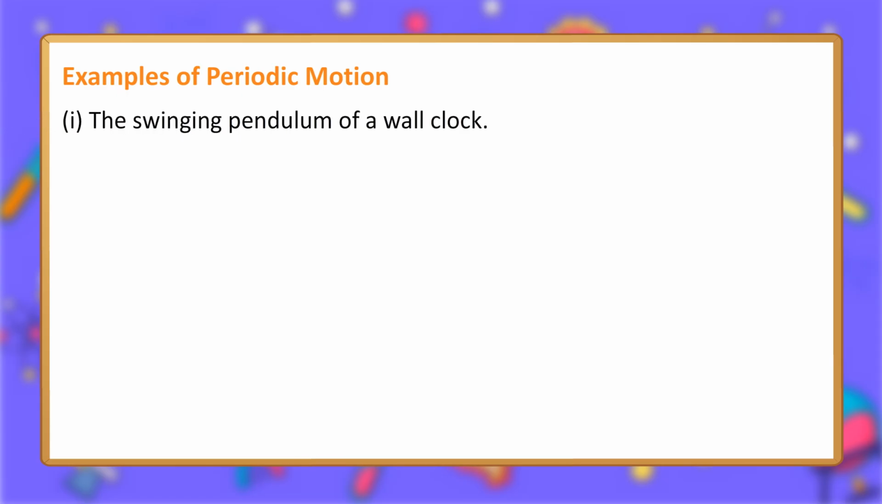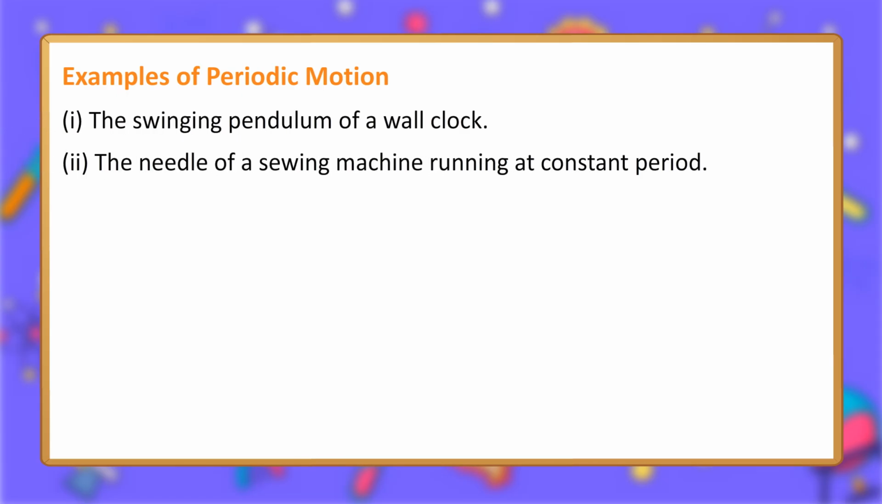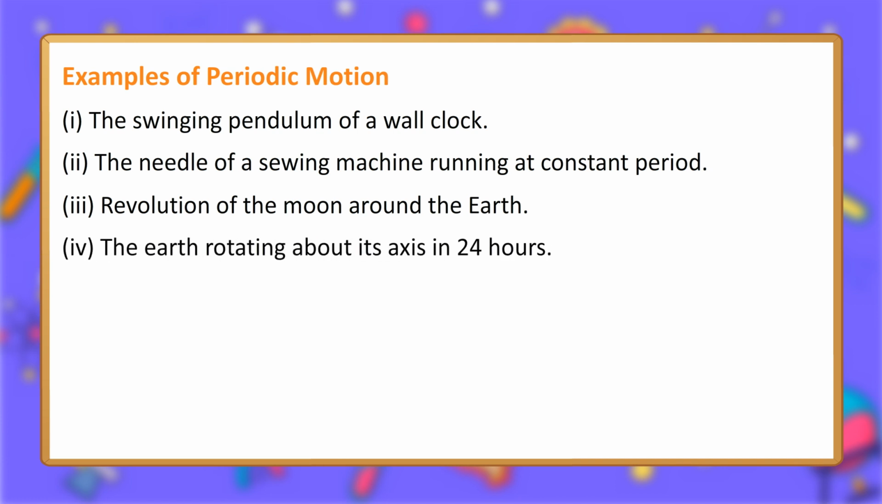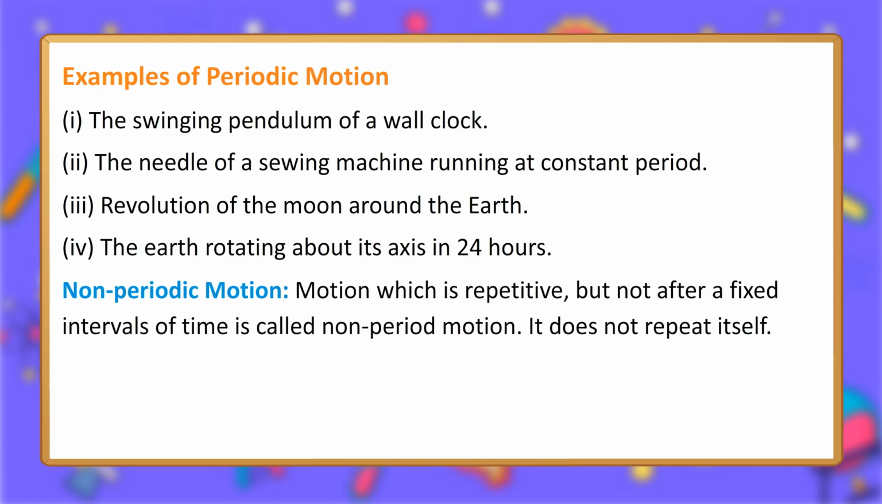Examples of periodic motion: 1. The swinging pendulum of a wall clock. 2. The needle of a sewing machine running at a constant period. 3. Revolution of the moon around the Earth. 4. The Earth rotating about its axis in 24 hours.